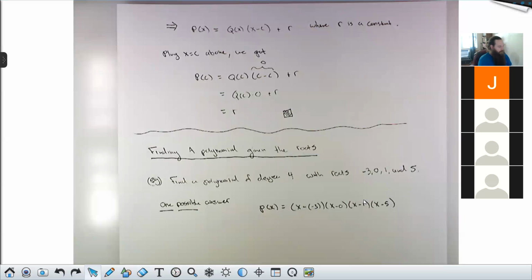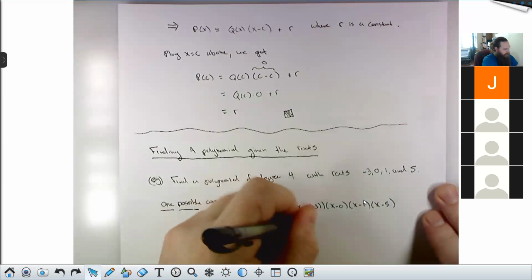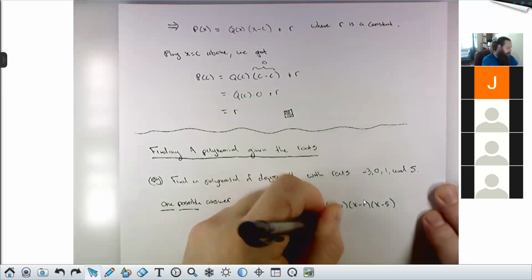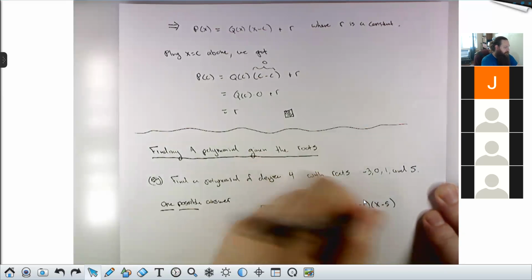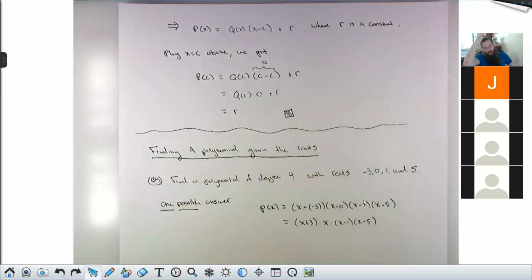It goes both ways. So one such polynomial is (x plus 3) times x, since x minus 0 is just x, times (x minus 1) times (x minus 5). And you don't have to multiply this out. I know this is degree 4. Why do I know this is degree 4? Because here's a multiplicity 1 factor, here's a multiplicity 1 factor, here's a multiplicity 1 factor, and here's a multiplicity 1 factor. Remember the other result from yesterday. The degree is always the sum of the multiplicities. If you want to multiply it out, you could. But on a test, for example, it would not be a good use of your time. So this is an answer. This works great.